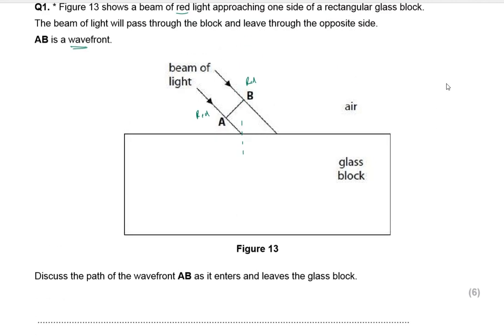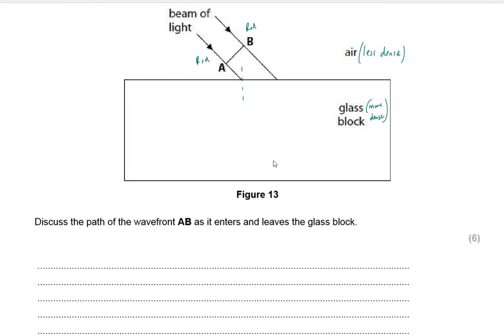First of all, we need to identify which one is more dense and which one is less dense. Air is definitely less dense, and our glass is definitely more dense. It's going from a less dense to a more dense medium. So we need to talk about what will happen to the ray of light. What will happen to A and B when they go through it? And finally, what will happen when it leaves?